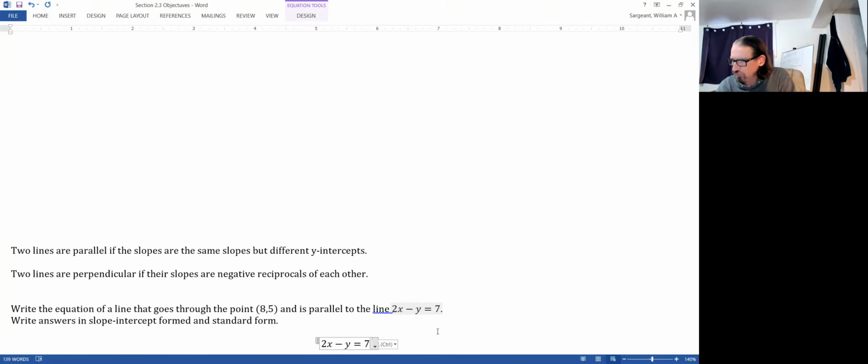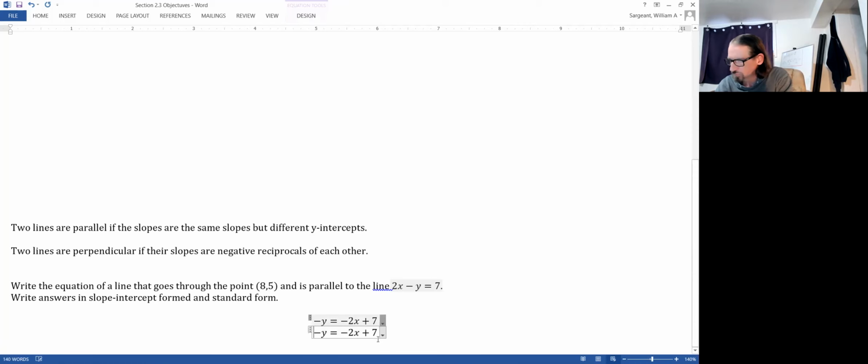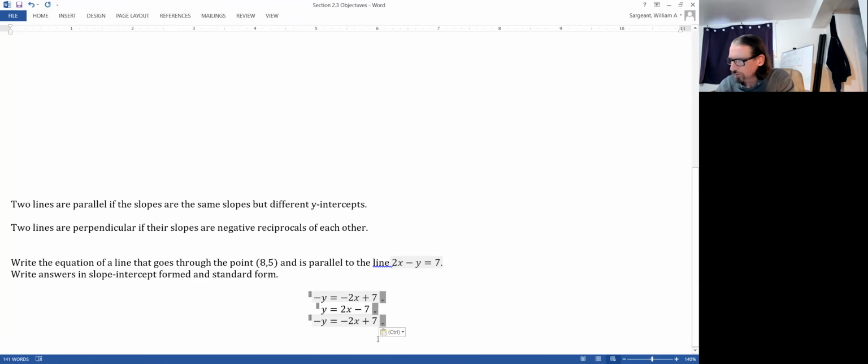And if I subtract 2x from both sides, don't forget that y had a -1 for a coefficient there. So if I change all the signs on both sides, that's giving me that y equals 2x minus 7 is the equation of the first line. And now that tells me that the slope of that first line is going to be 2.